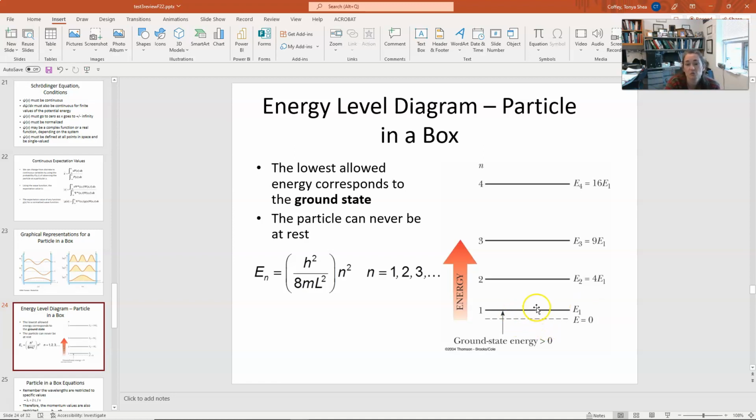This is called the zero-point energy, and the zero-point energy is greater than 0. If it were 0, it would violate the uncertainty principle, so quantum particles aren't allowed to stop, right? Okay, so the ground state energy, or n equal to 1 energy, is E1, and then E2 will be 4E1, and E3 will be 9E1, and so on and so forth, okay?